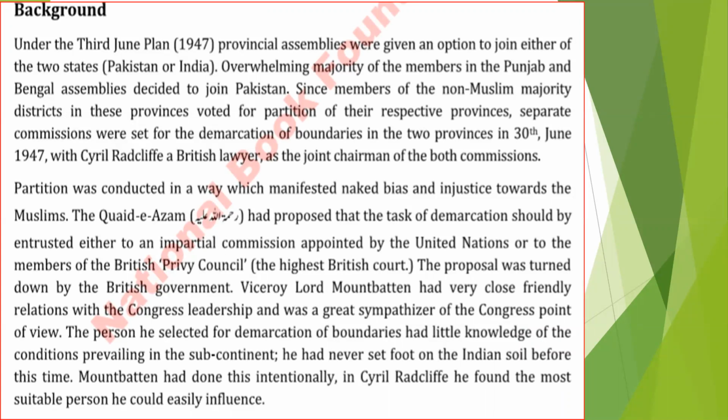First we will discuss the background, the division plan, and how the partition plan was implemented. Under the 3rd June plan, we discussed in detail in the previous chapter. The 3rd June plan we also call the division plan. Provisional assemblies were given the right to decide whether they wanted to be part of Pakistan or India. An overwhelming majority of the members in the Punjab and Bengal assemblies, you know these were Muslim majority areas, decided to be part of Pakistan.